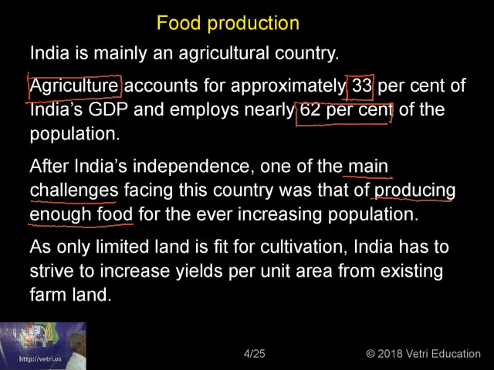So that has become an ever increasing population, another very important word. See, they say in every two minutes, three children are born in our country. So it is an ever increasing problem, ever increasing population. You have to meet their need. As only limited land is fit for cultivation, India has to strive to increase yields per unit area from existing farmland. So this is a very serious problem.